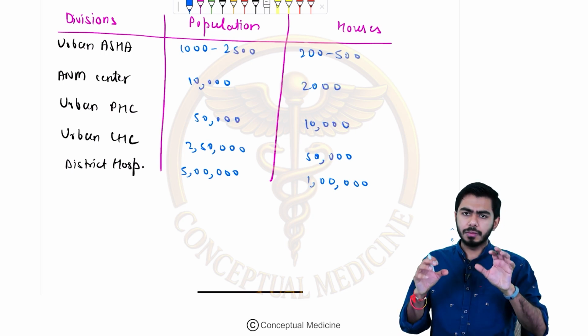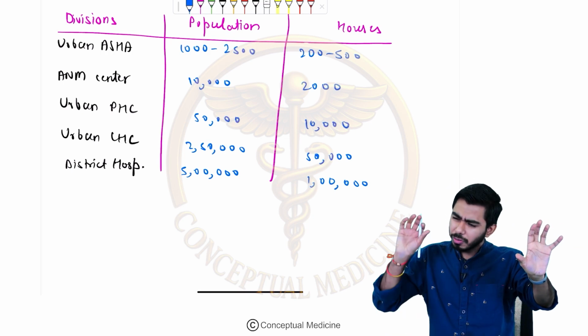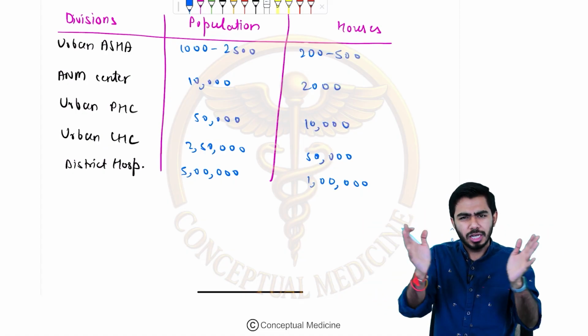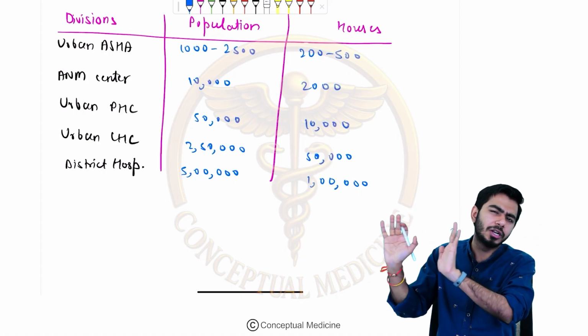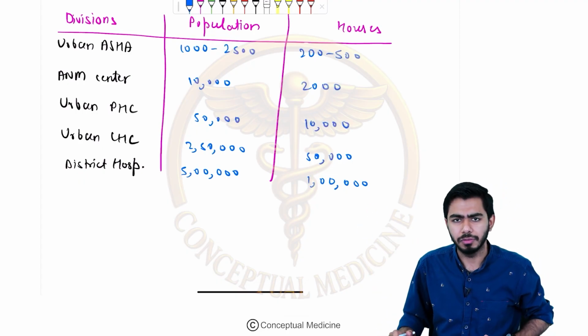So this is about the urban level. Once you understand the National Rural Health Mission, it will be very easy to understand the National Urban Health Mission. The same things are there, we are just adding the urban name, and the number of houses and population will increase at the urban level, right?